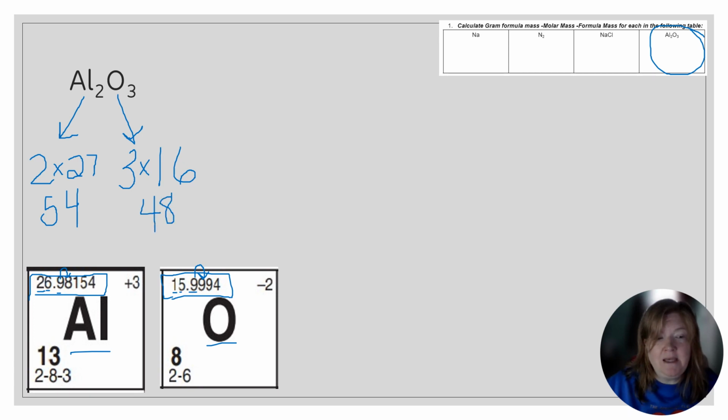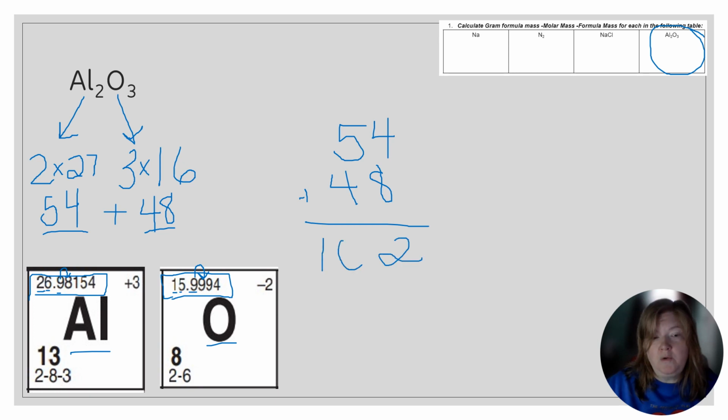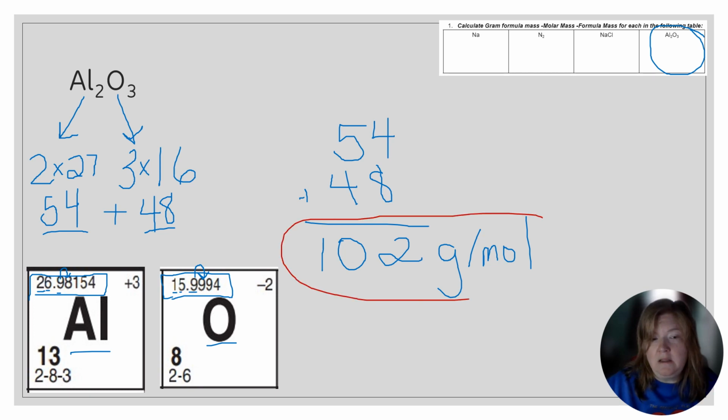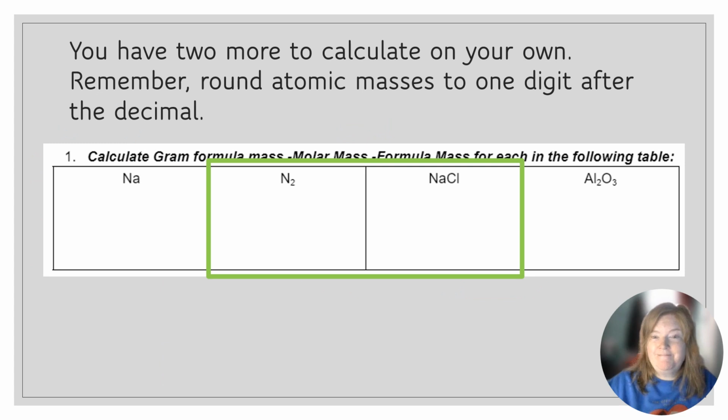What does this mean? That means the mass of the aluminum part is 54. The mass of the oxygen part is 48. So how do I find the gram formula mass or the molar mass of the whole thing? I add these 2 together. Okay, so I add 54 and 48. Okay. And so that's 12, carry the 1, 102 grams per mole. Okay, and then remember I need to circle answers. There we go. Okay. You are going to have to do 2 more calculations on your own, this one and this one. Remember rounding the atomic masses from the periodic table to 1 digit after the decimal.